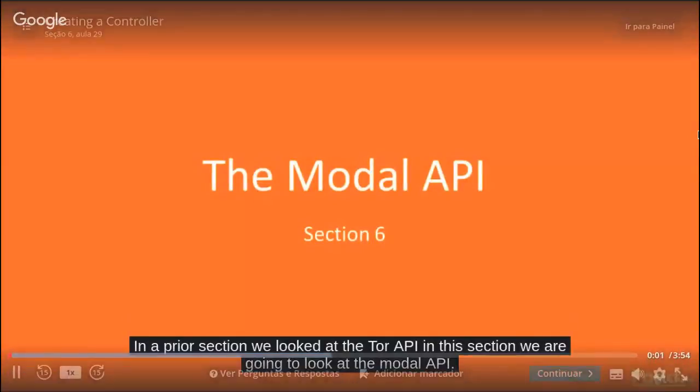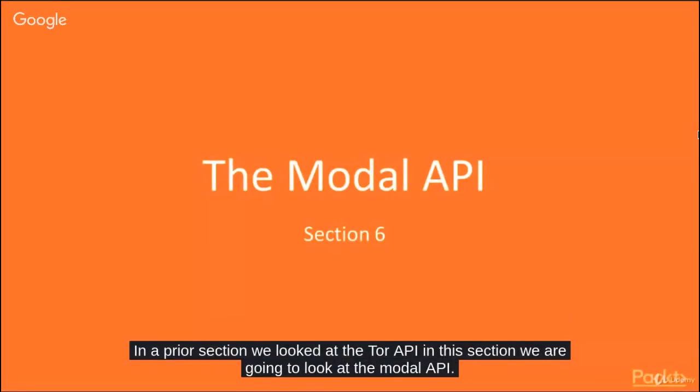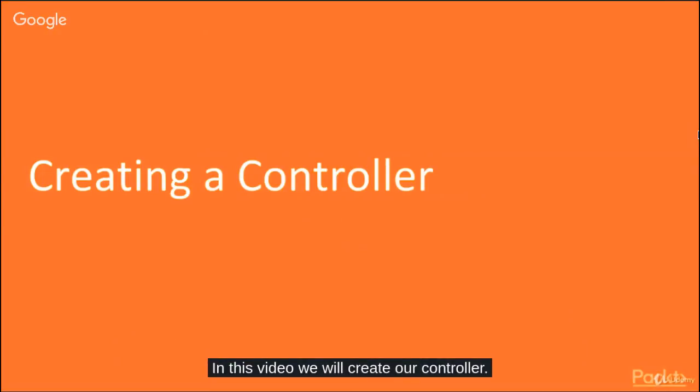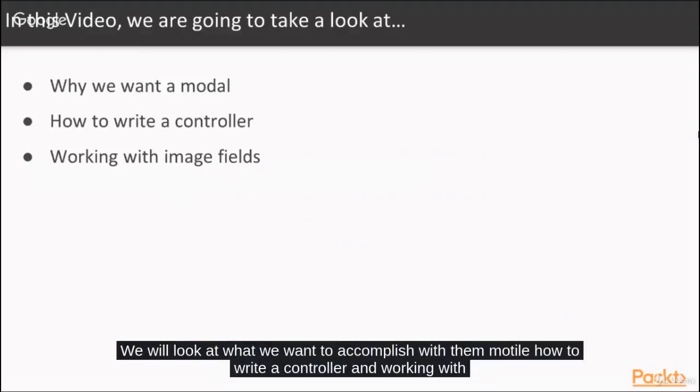In a prior section, we looked at the Tour API. In this section, we are going to look at the modal API. We will discuss creating a controller to display a page and creating a block that triggers a modal. In this video, we will create our controller. We will look at what we want to accomplish with a modal, how to write a controller, and working with image fields.